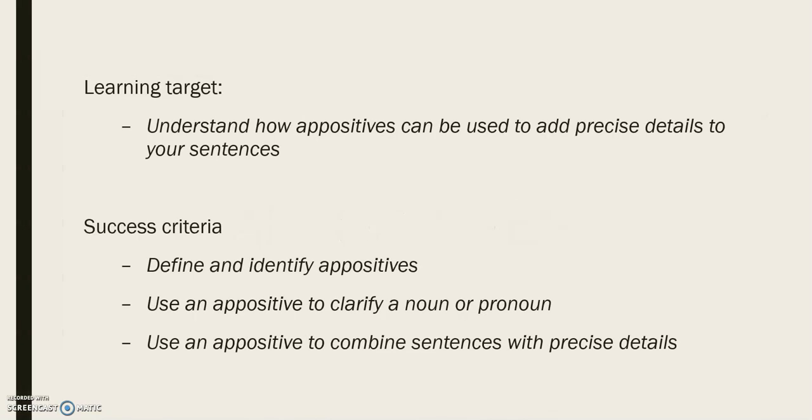Our learning target for today is to understand how appositives can be used to add precise details to your sentences. We will know if we have met the learning target through the following success criteria. 1. Define and identify appositives. 2. Use an appositive to clarify a noun or pronoun. And lastly, use an appositive to combine sentences with precise details.